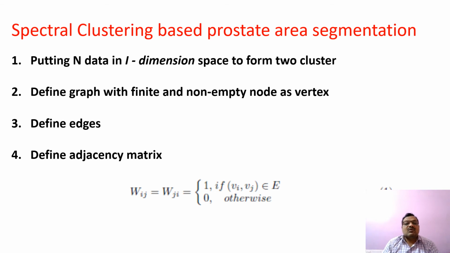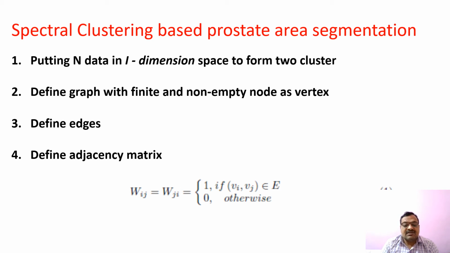So here is the approach: the spectral clustering based prostate area segmentation. First, the segmentation involves partitioning the images into the prostate and non-prostate area, putting the n data points in d-dimensional space to form the two clusters. Second, define the graph with the finite and non-empty nodes as vertices. After that, we define the edges. The fourth step is to define the adjacency matrix.